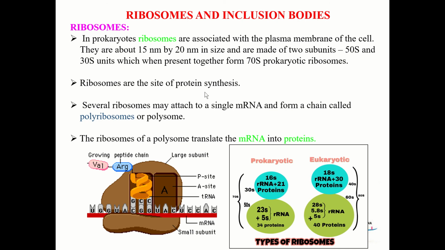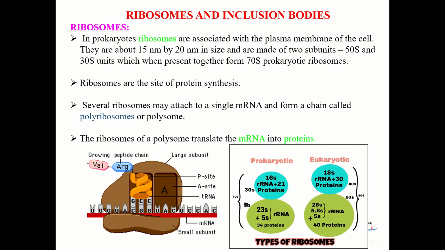Ribosomes are the site of protein synthesis. So here on the ribosome, the protein synthesis takes place. Several ribosomes may attach to a single mRNA and form a chain called polyribosomes or polysomes. The ribosomes of a polysome translate the mRNA into protein. So this mRNA is translated into proteins by the ribosomes.